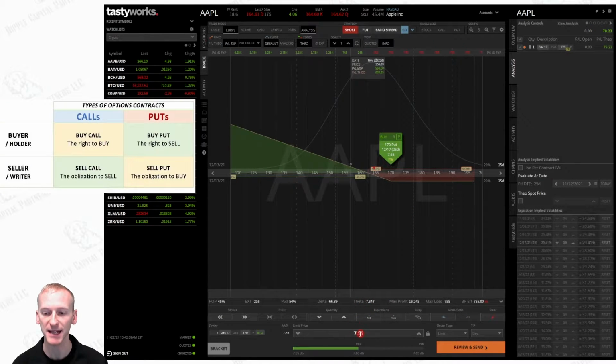Now I pay this debit of $7.55. Each day that passes, I'm losing value. This $7.55 is losing value in the form of theta decay. I am paying a premium.